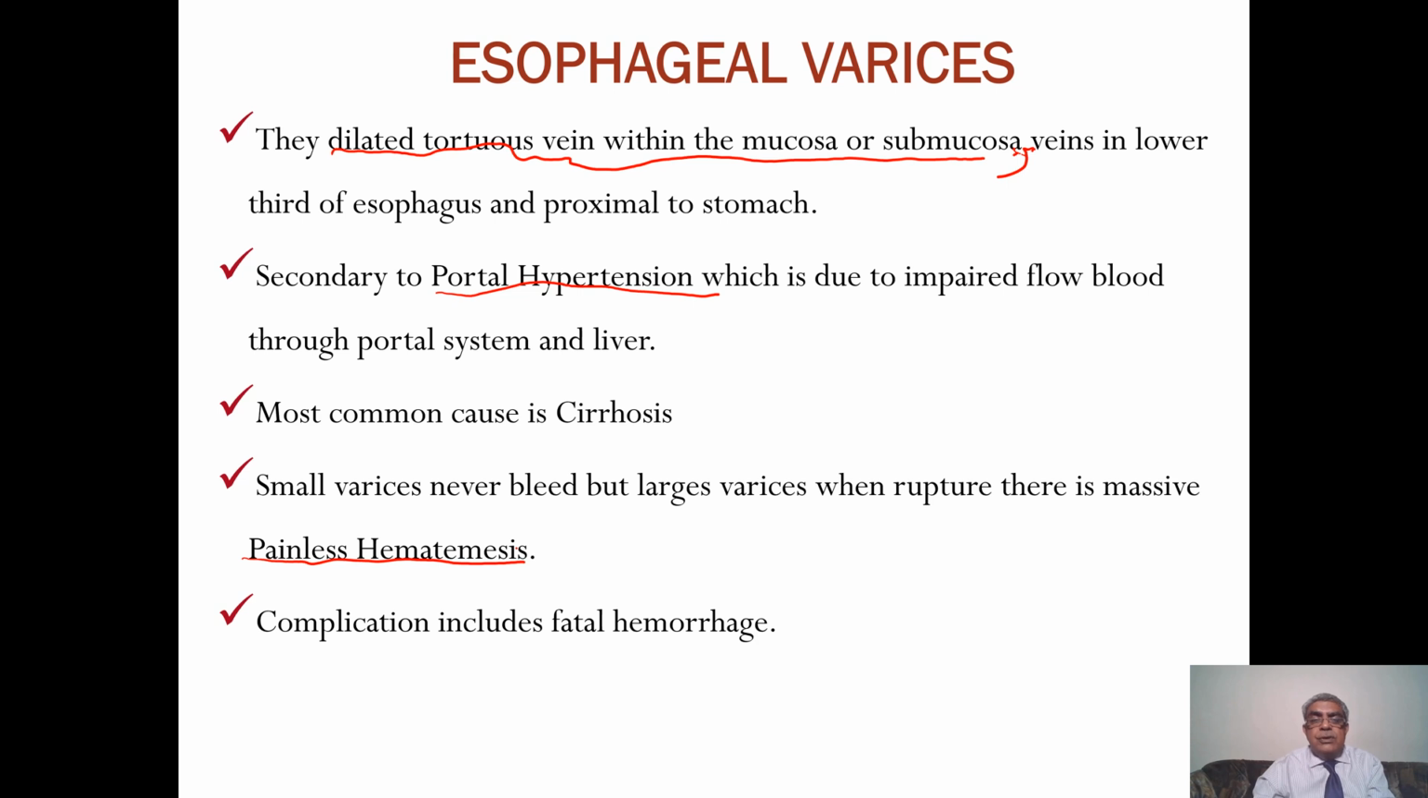Tortuous dilated veins within the mucosa and submucosa present in the lower third of the esophagus and proximal to the stomach, secondary to portal hypertension, which is due to impaired blood flow through the portal system and the liver. Cirrhosis is the commonest cause. Small varices do not bleed or bleed very little, but when large varices rupture, there is massive painless hematemesis. Complication includes fatal hemorrhage. Band ligation, sclerotherapy, or balloon tamponade is the treatment which is carried out.